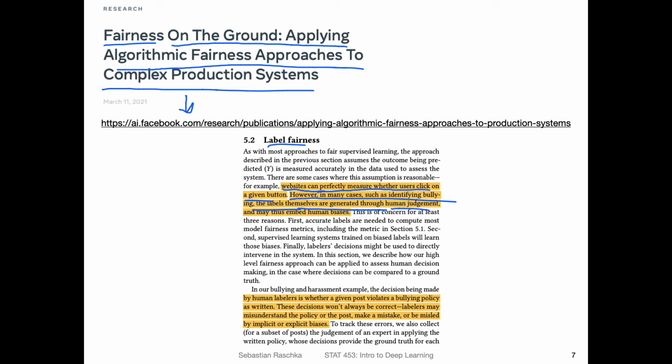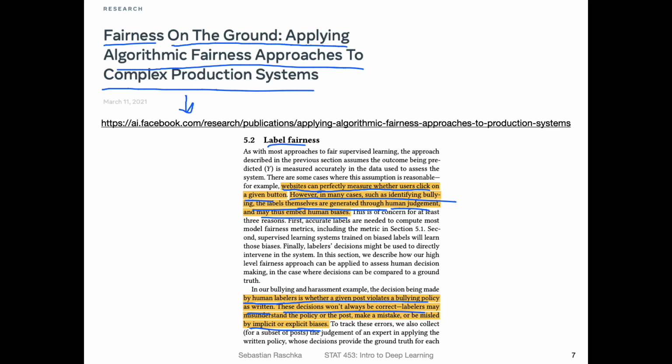And because that's based on human judgment, it may also embed human biases. So in certain cases, whether a label is correct or not is more, I would say, subtle. There's also a gray zone and things like that. Also, like they say here, there's usually a policy written down to identify bullying, and it's important to have a good policy for the labelers to apply. But different people may apply the policy differently, and there are these implicit and explicit biases that labelers have. So in certain contexts, it's actually not so simple.